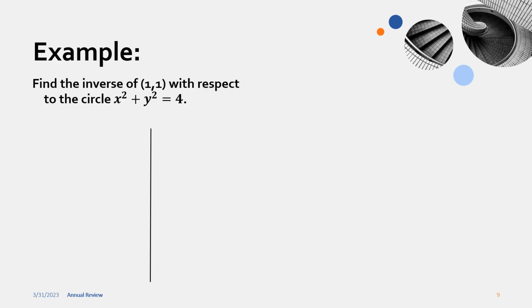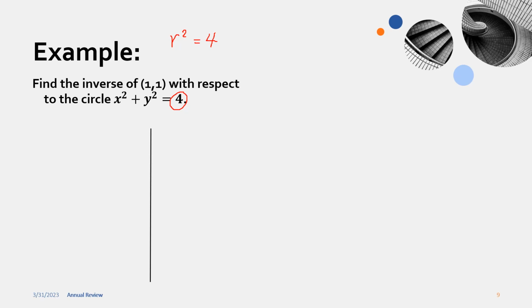Okay, now let us apply theorem 6.10 in order to solve the example. In this example, we're going to find the inverse of point (1, 1) with respect to the circle. The equation of the circle is x squared plus y squared is equal to 4. But before we dig in, let us first solve for the length of our radius. This 4 is equal to the square of the radius. Therefore, r squared is equal to 4, based on the equation of the circle.